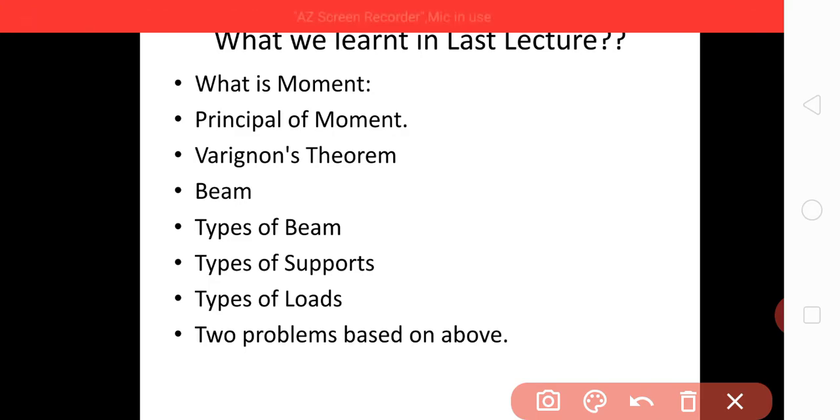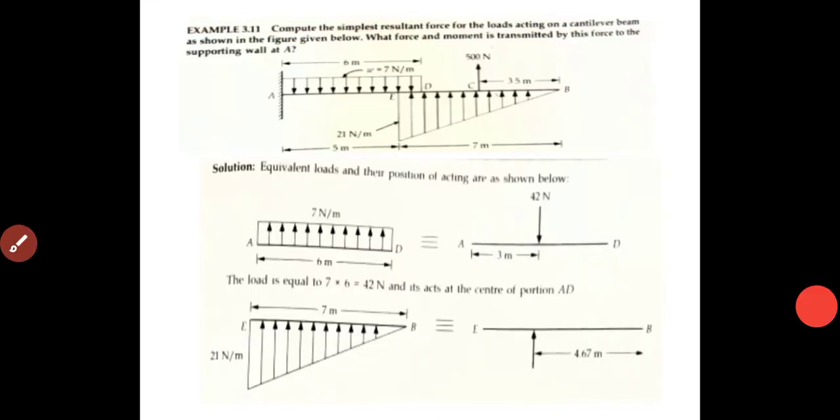Then we solved two problems based on these two. Now we will solve some problems based on what you have learnt in the last lecture, and today I revised it again.